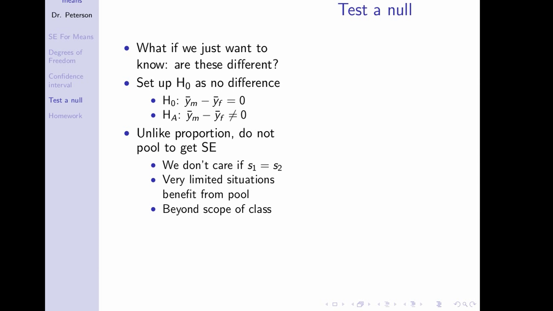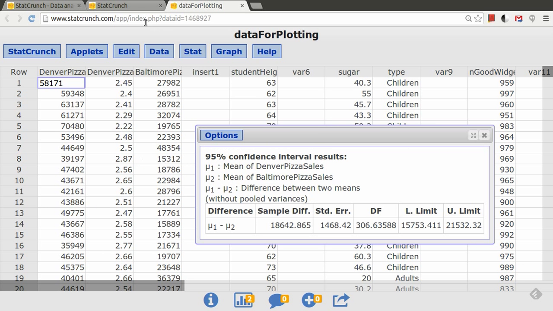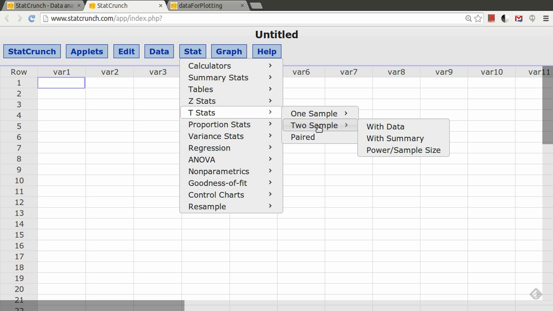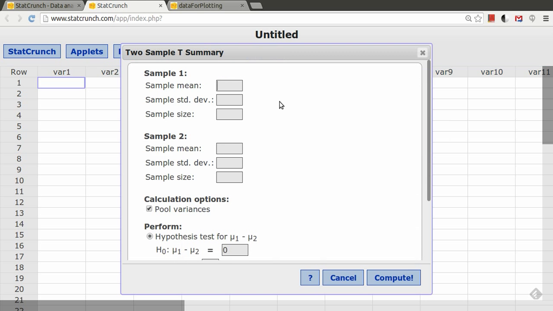So, what we're going to do is go over to StatCrunch. I'm going to go to a fresh window, go Stat, T Stats, Two Sample, With Summary, and enter in our values again. So the mean height of men was 70 with a standard deviation of 3 inches and 22 individuals sampled. For women it was 67 with a standard deviation of 2 and a sample size of 30.